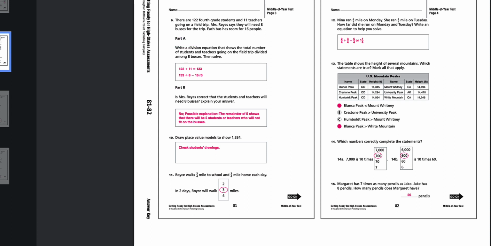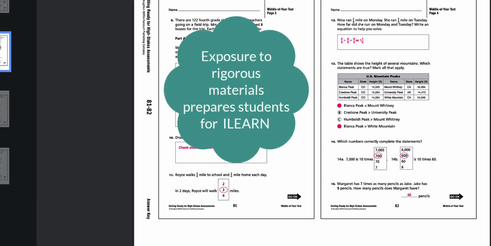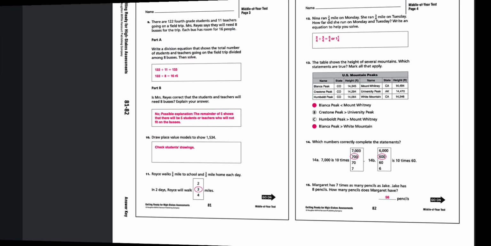We also have students drawing place value models to show 1,534. We're also asking them to explain their answer. And we're using icons at the very bottom of the page, such as Go On, which is very similar to iLearn. Exposing students to these types of rigorous questions and responses helps to prepare students for iLearn.